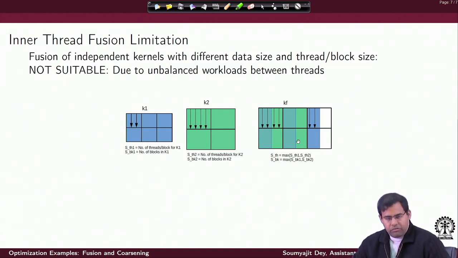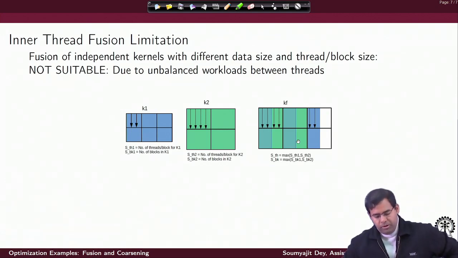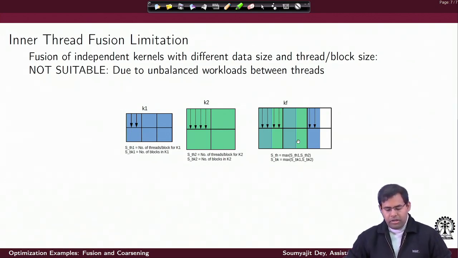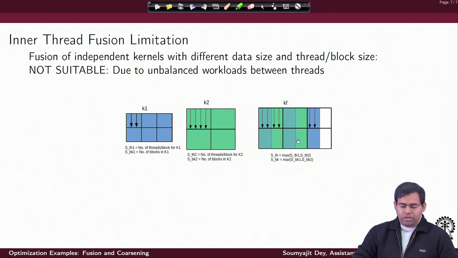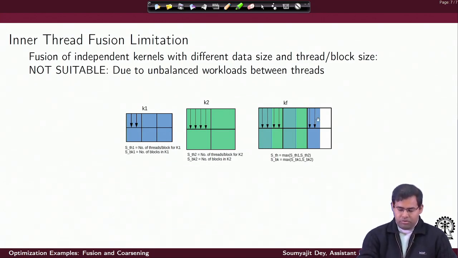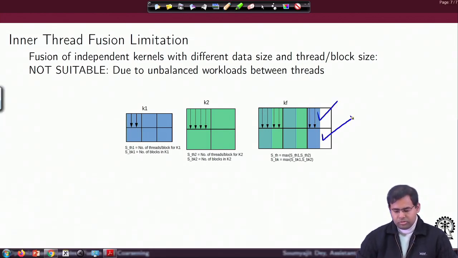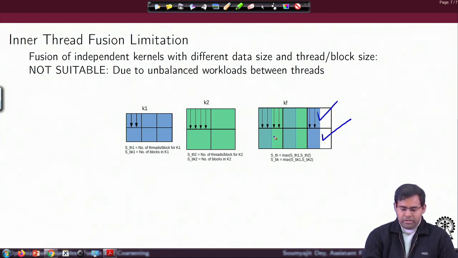First of all, the classification of this case is unlike the earlier case where I had the same number of threads per block but varying blocks. Here I have varying threads per block as well as a varying number of blocks. Now, due to the varying number of blocks when I am fusing, I will have some blocks where there is no activity of kernel 1. For example, these 2 blocks have no activity of kernel 2, which has fewer blocks. So such blocks are these 2 blocks. For the other blocks, I have unbalanced execution.